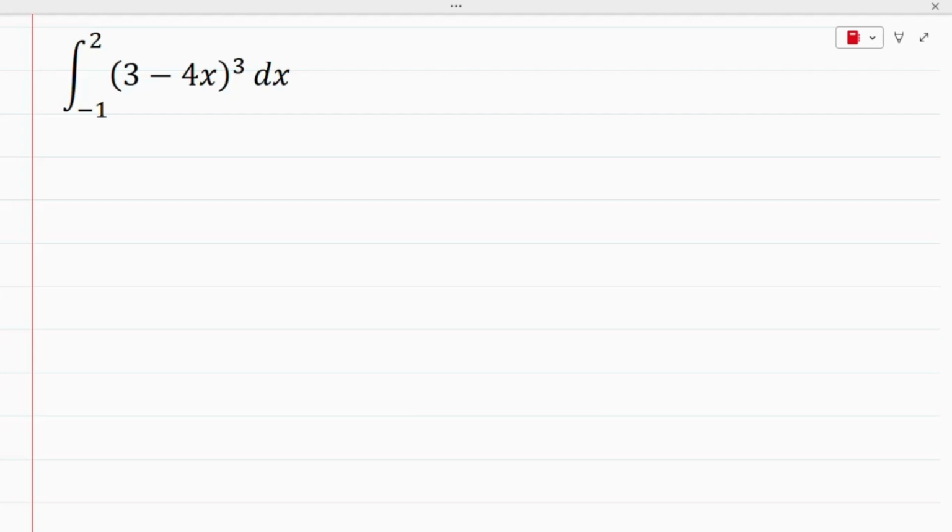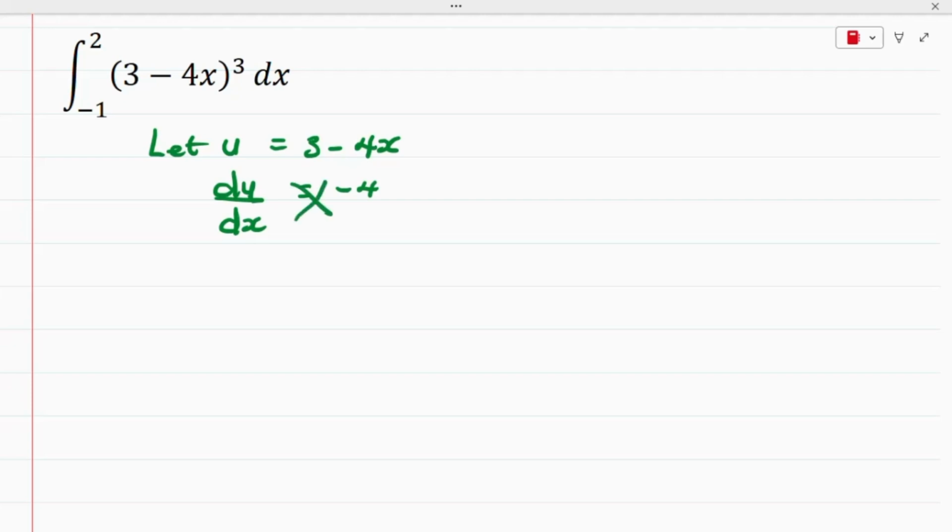So let's simply solve this nice calculus integral problem. Right here, the first thing we want to do is say let u be equal to 3 minus 4x. So let's differentiate u with respect to x. We have du/dx is equal to, differentiating this, minus 4. At this point we want to make dx the subject of the formula.